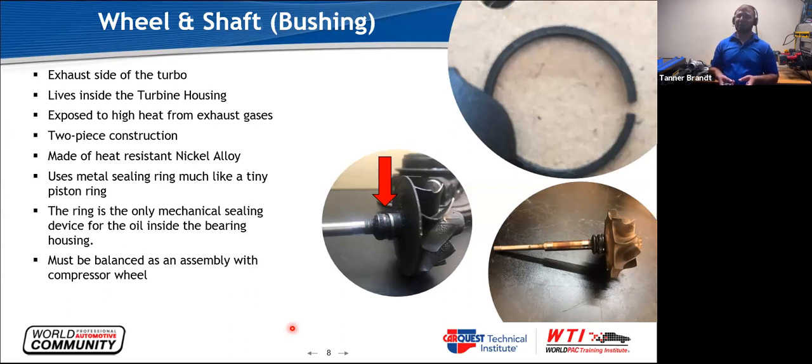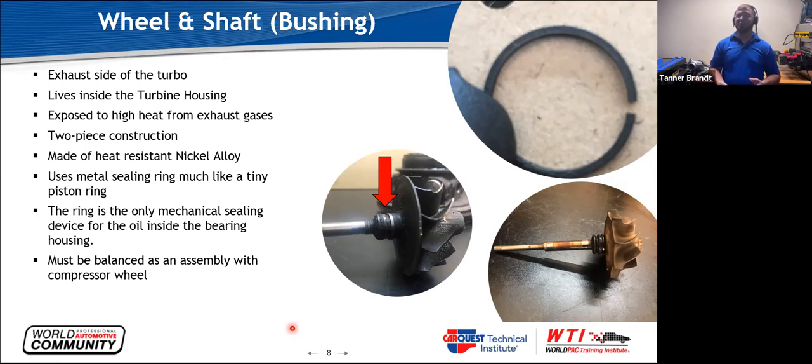As you can see, where that red arrow is on it, there is a ring. This ring that you see here is a metal piston ring, as we would know it. It's really no different than a piston ring on a piston in an engine. It's metal. That is the only type of seal that is in the turbo. There is no rubber seal.